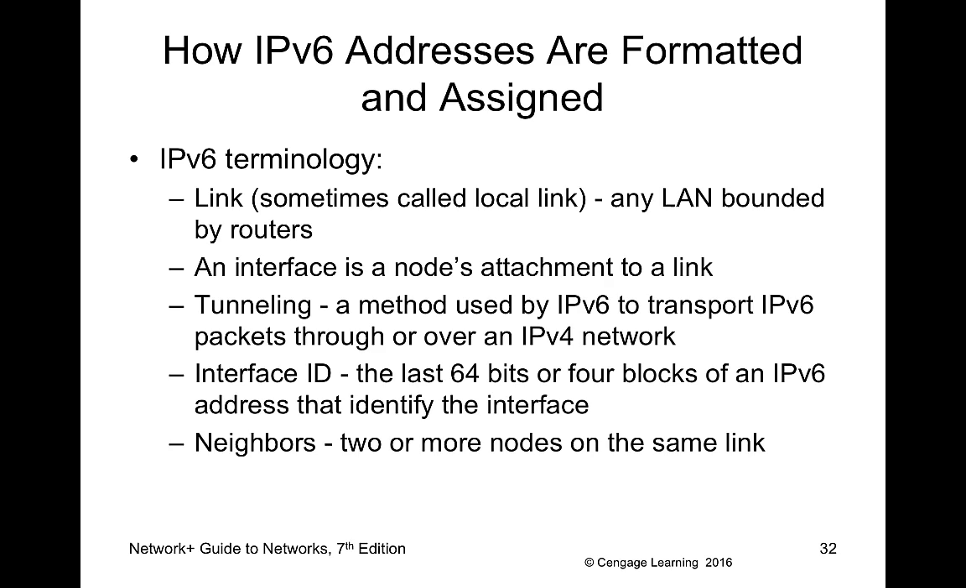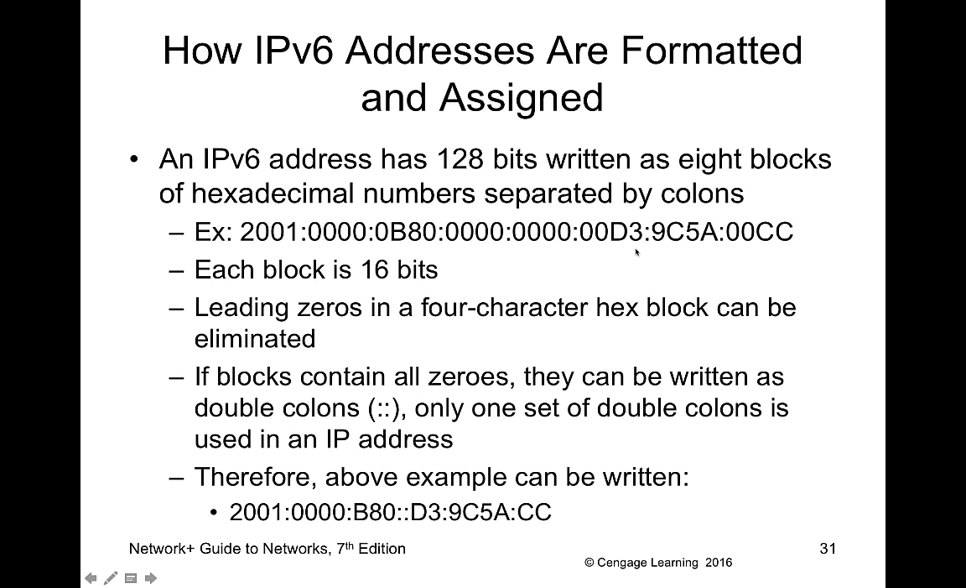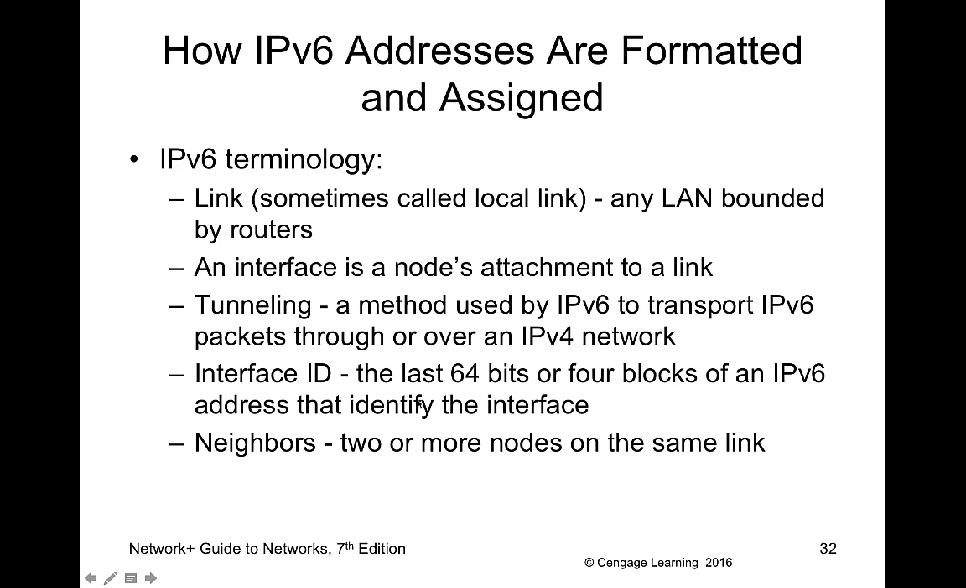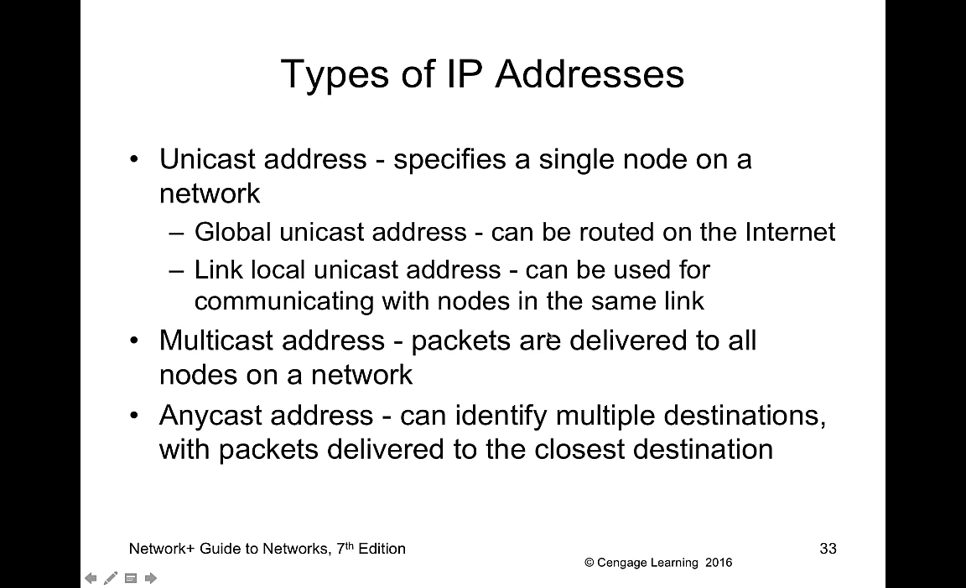An interface ID is the last 64 bits. So this ending part here is actually the machine's address. The first part is the network. So the last 64 bits, basically the last half, is your interface ID. Neighbors are 2 or more nodes on the same link. Wow, that's pretty handy.